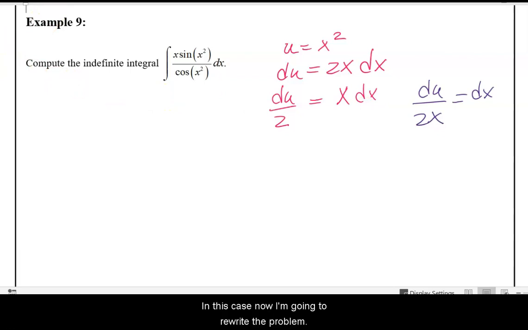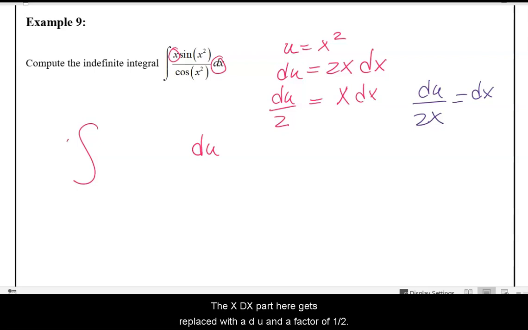In this case now, I'm going to rewrite the problem. The x dx part here gets replaced with a du and a factor of 1/2. I can split those apart and put the factor of 1/2 as a constant out front. Then I replace x squared with u and write sine of u over cosine of u.